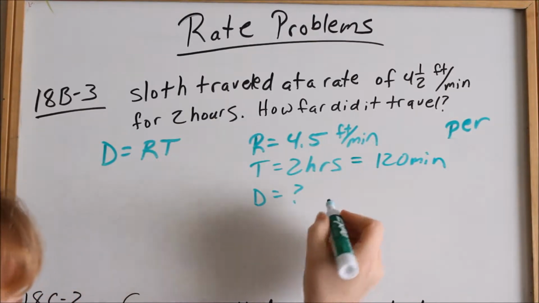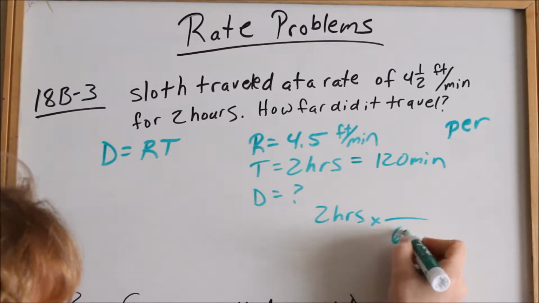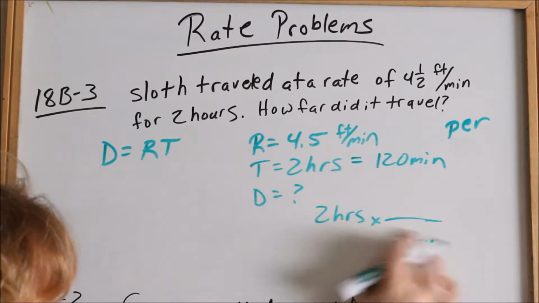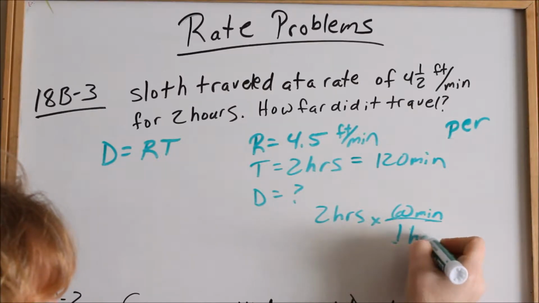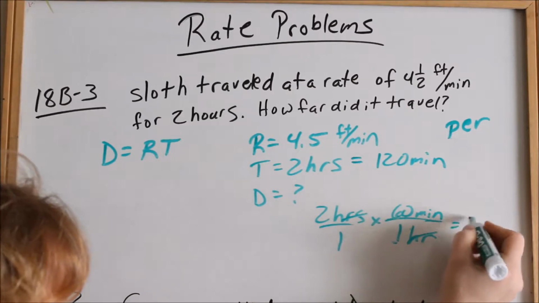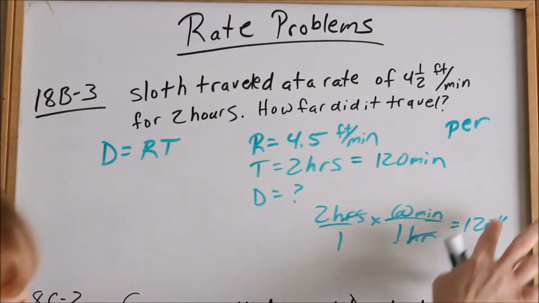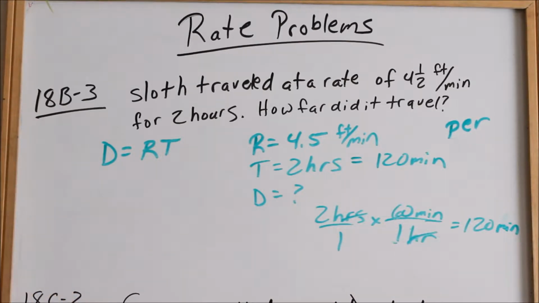If you get confused on that, you can use conversion factors. 2 hours, there are 60 minutes. Wrong. There are 60 minutes in 1 hour. Now your hours cancel, and that's 2 times 60, which is 120 minutes. Okay, that's also the abbreviation, well, that's seconds. So, minutes. Alright? So, now that we have all of our units correctly, we can start putting stuff into our formula.